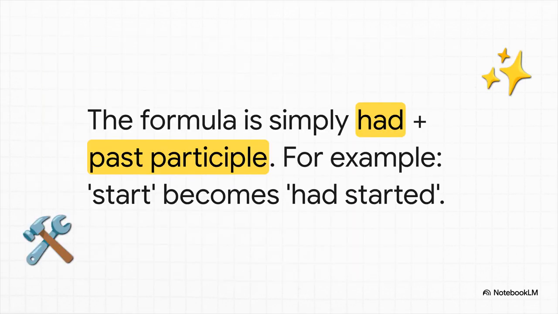And here's the best part. It is so easy to make. Seriously, the formula is just had plus the past participle of a verb. The form you use with have or has. So start becomes had started, see becomes had seen, eat becomes had eaten. That's it. Simple as that.